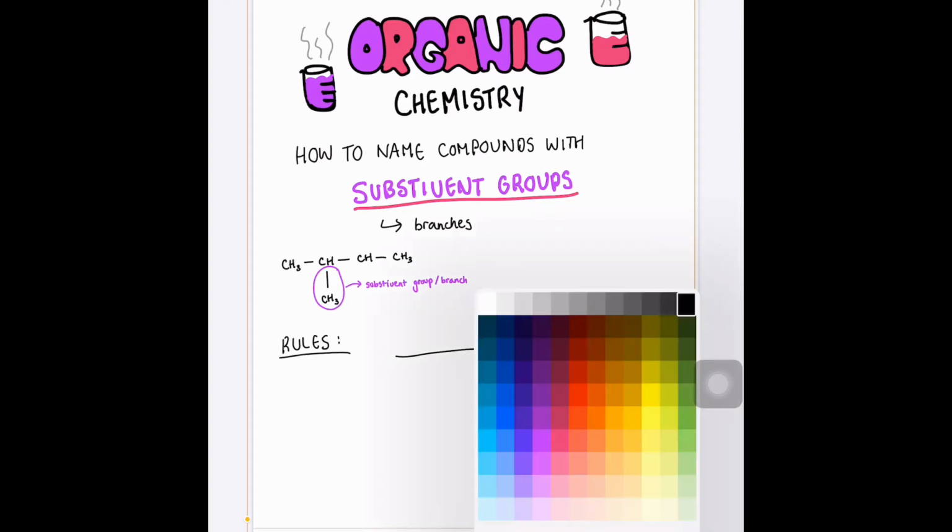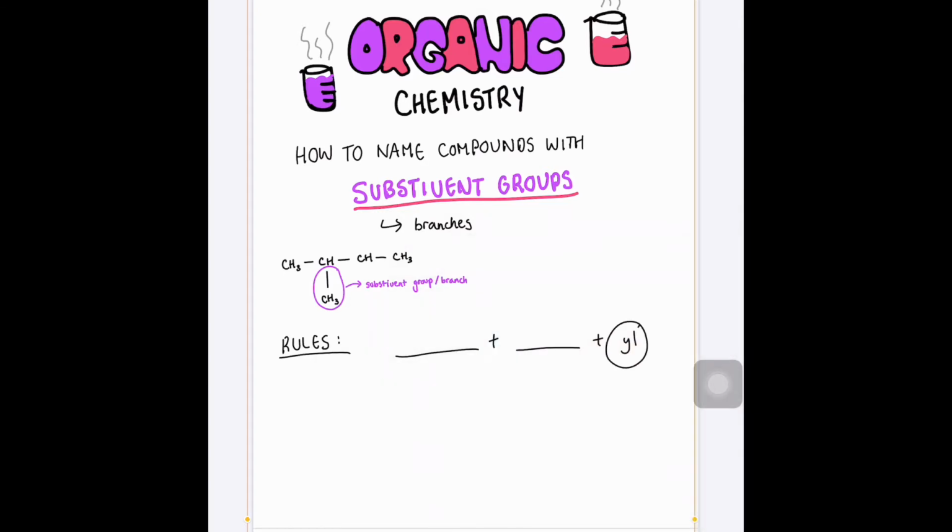There are really three components to it, except the last part is pretty simple. It just stays -yl no matter what. But the first two we have to find out by looking at the diagram. So first there's a prefix, which is just going to be a number, and it basically refers to where the branch is found on the parent chain.